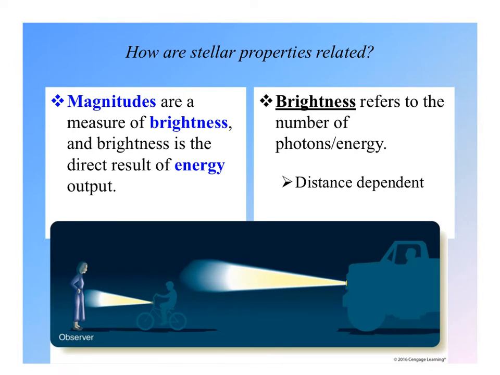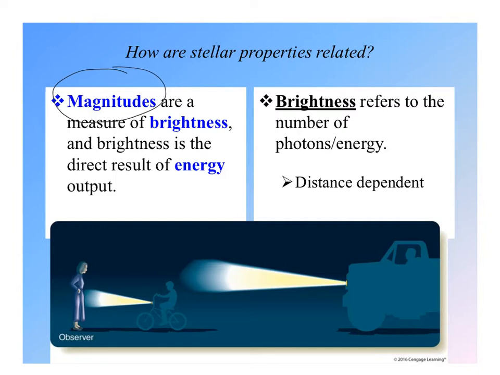Stellar brightness and luminosity is another property of stars that we're going to be looking at. And last semester, again, we took a look at magnitudes and how those are a measure of brightness. And then the brightness is the result of how much energy that star has. But there's two different ways we can measure brightness, because obviously from Earth's perspective, that brightness is distance dependent.